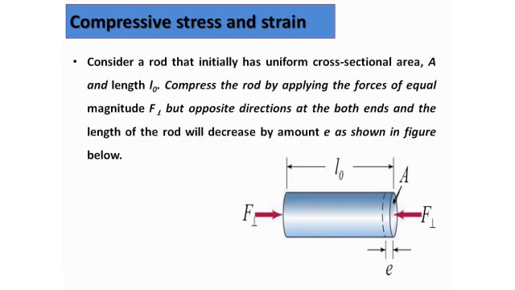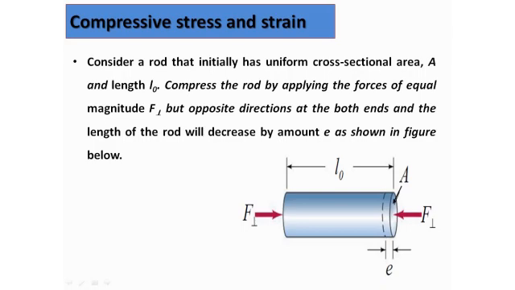The next part is the compressive stress and strain. Now here the force will try to compress the rod. Similarly we have the same experiment. Here you see the force will be applied in this direction. Similarly here also it will be applied in this direction. So both these forces are trying to compress the rod in this way. Now A is the cross-sectional area, L naught is the initial length of the rod, and small e is the extent of compression.